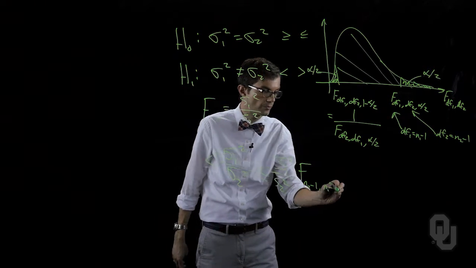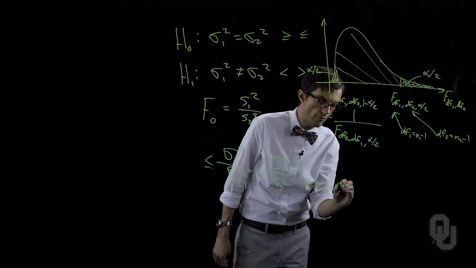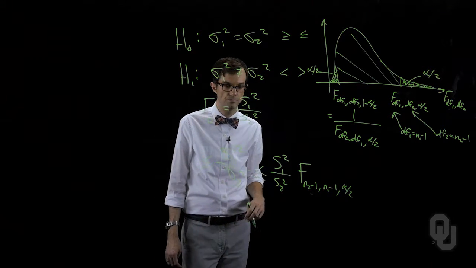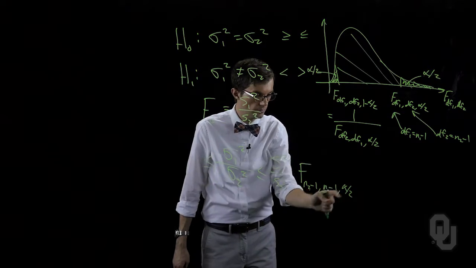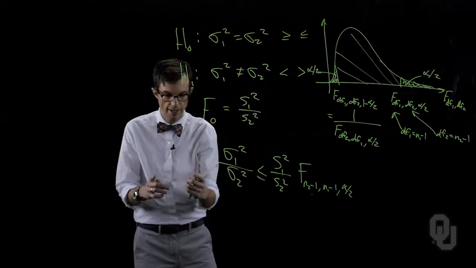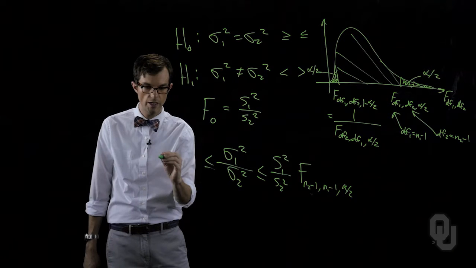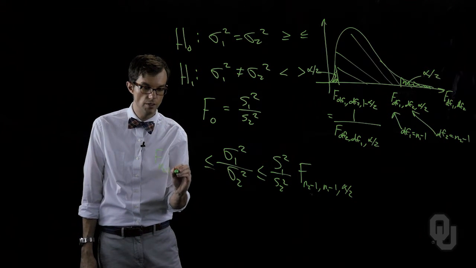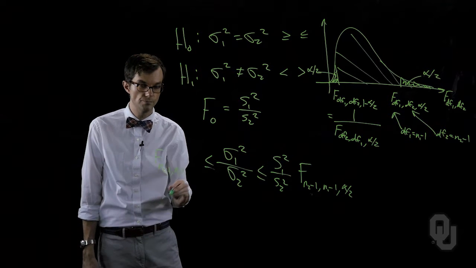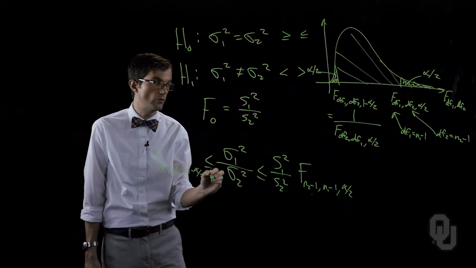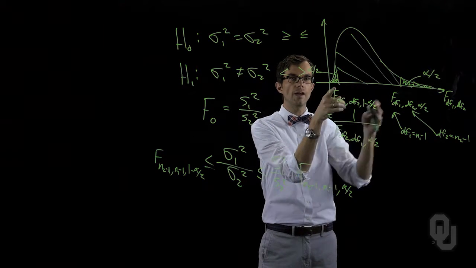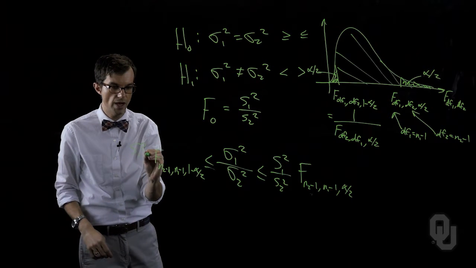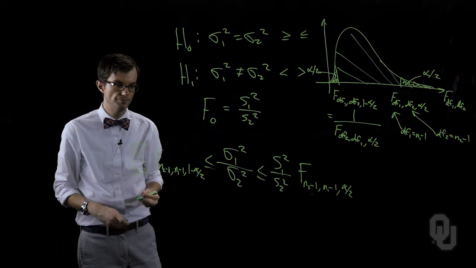It's an important distinction for alpha over 2 in the upper tail. This is the bigger number, so it would be up here. Down here, we've got the smaller number: F, degrees of freedom 2, degrees of freedom 1, for 1 minus alpha over 2 in the upper tail. That's the smaller number. It's going to be the lower bound. And we multiply that by S1 squared over S2 squared.